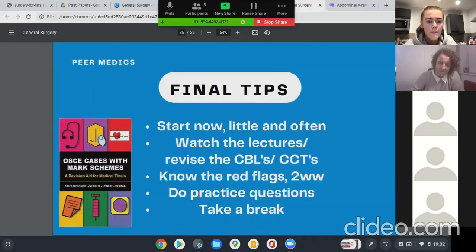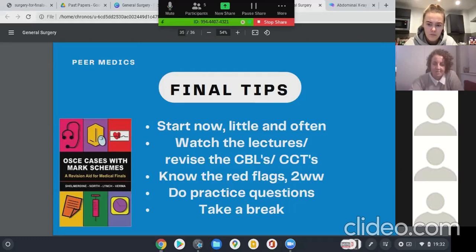So just some final tips to finish off with. It's better to start now with your finals revision, but do little and often. It's really important to watch the lectures, revise the CBLs and the CCTs, certainly because technically the med school have to examine you on the content that's taught. It's important to know some basic things that are just factual, and the best way to know this is by making some flashcards. So make sure you know the red flags, symptoms, make sure you know the 2-week wait rules and referral guidelines. Simple things like that will pick up some marks.